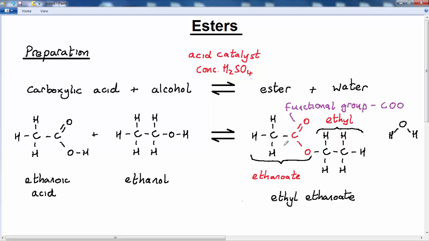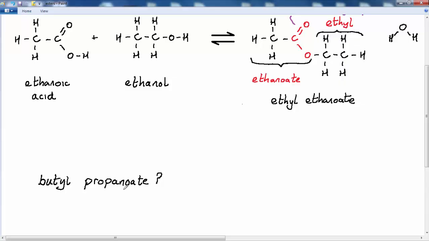Okay, so to help us understand this a little bit better, supposing we want to synthesize or produce an ester called, for example, butyl propanoate. What substances will be used to synthesize this ester? Well, as we've just mentioned, the alkyl group comes from the alcohol, so in this case we would use butanol, while the propanoate group comes from the carboxylic acid, so we would react butanol with propanoic acid.